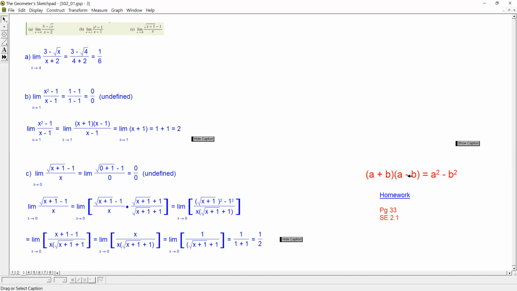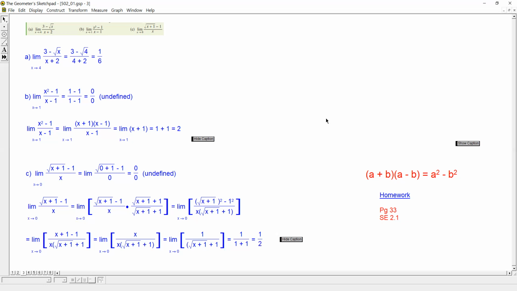Do you see anything like this over here? This whole thing is my a. My a is square root of x plus 1. My b is 1. So we have a minus b here, a plus b. Can you see a plus b, a minus b there? Yes.